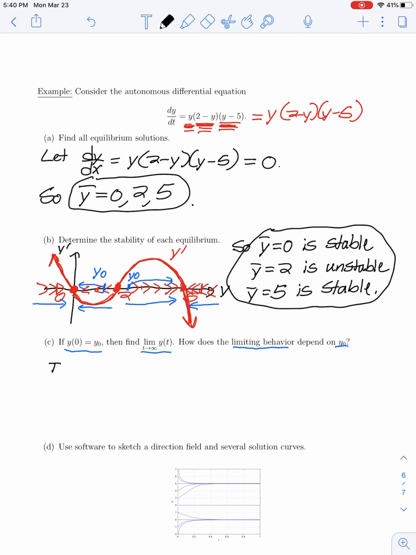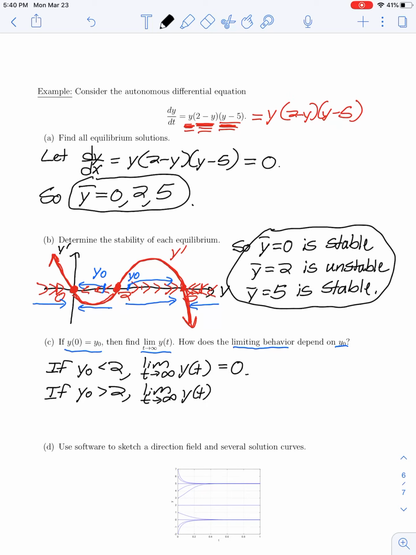So in part C, we could start by saying if y naught was anything less than 2, the limit as t approaches infinity of my solution y of t would be 0. And if y naught, my initial value of y, was anything greater than 2, then the limiting value as t becomes large would be 5.